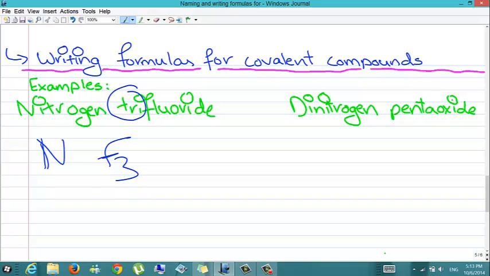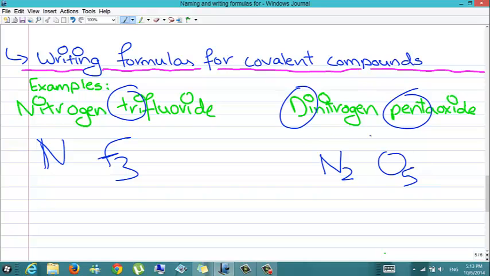Dinitrogen pentoxide. First of all, we need to have a look at our elements. So nitrogen stands for N, oxide stands for O. Di stands for 2, which is a prefix. Penta stands for 5, which is also a prefix. This is our chemical formula, N2O5.